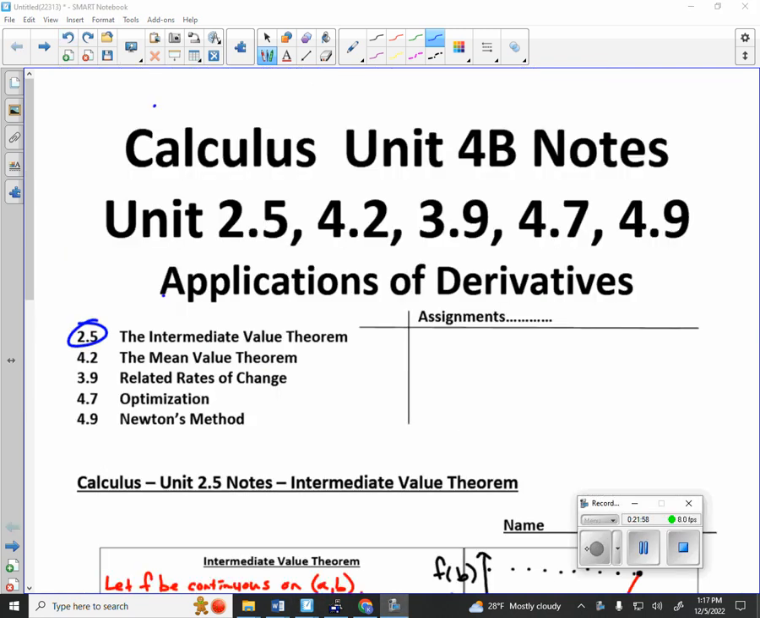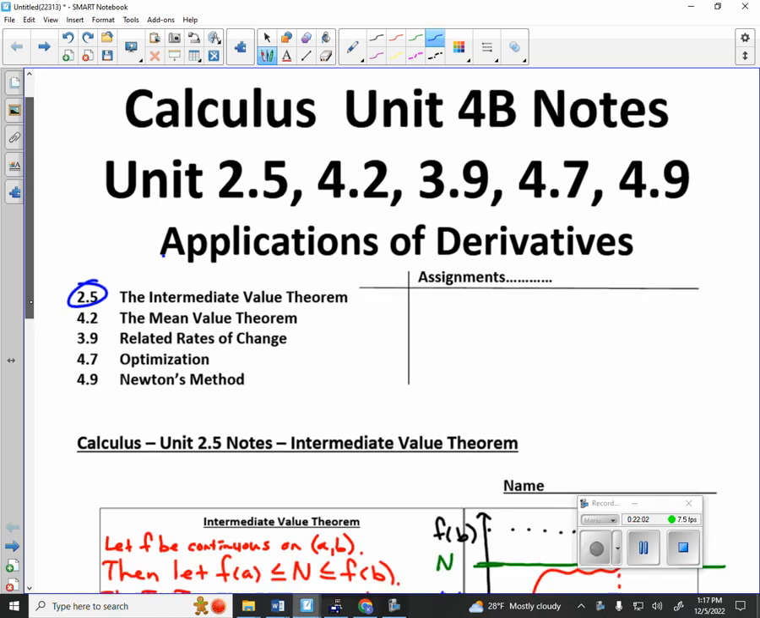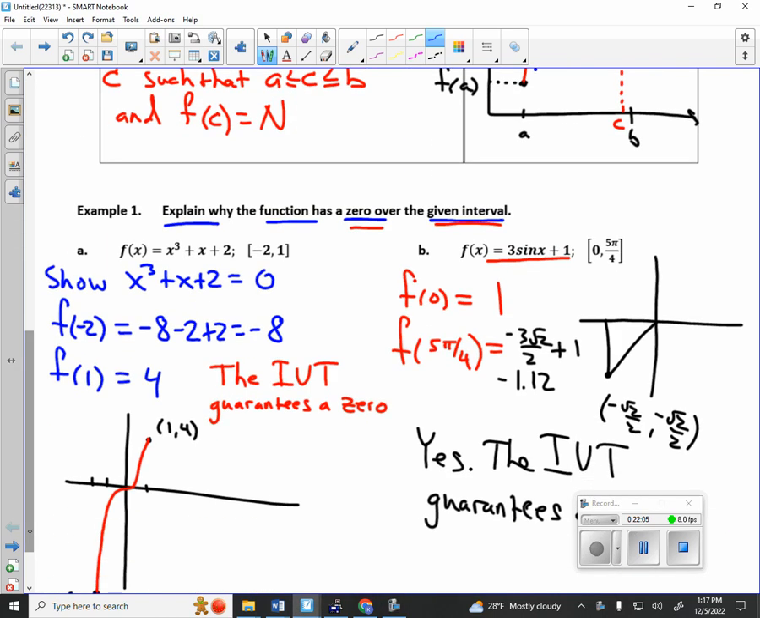Okay, time to look at your assignment. Problem 1 says explain why the function has a 0 over the given interval. Does everybody understand that that is going to map with this example 1? It's basically the same type of thing, okay? If you need to use your calculator to type some things in because you have a cosine and a tangent, that's fine. Then it says use the intermediate value theorem.